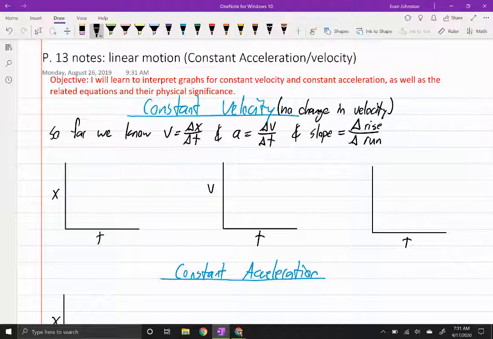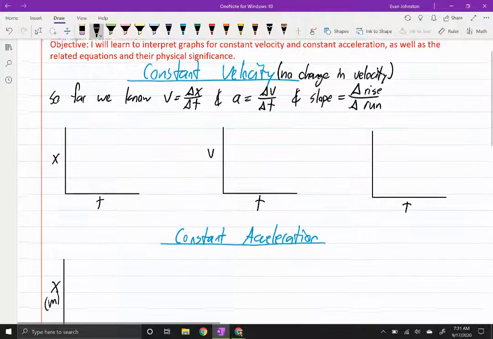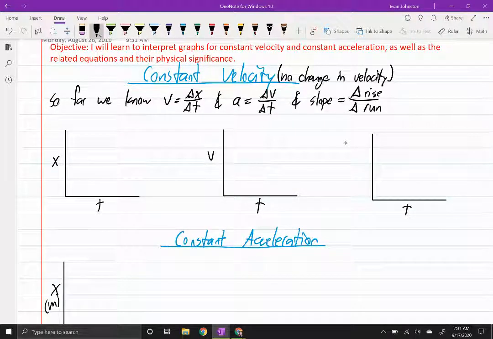Knowing that, if I want to look at constant velocity, I would have here my x, that's my distance, in meters. My time, that's in seconds. We're not going to use inches or feet or miles. We'll use kilometers and meters and centimeters in our class. So that means velocity is then meters per second.